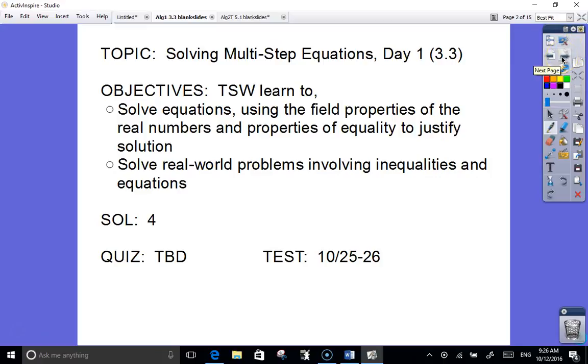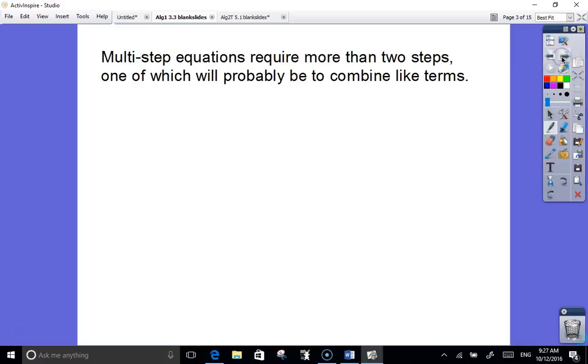And the quiz says TBD, but TBD right now means Friday. What does TBD stand for? To be determined, right? So one of the steps, like in the last one, could be combining like terms, and often is distributive property.